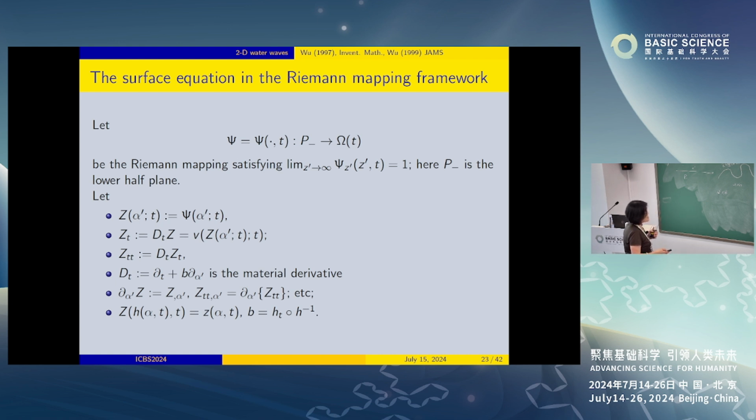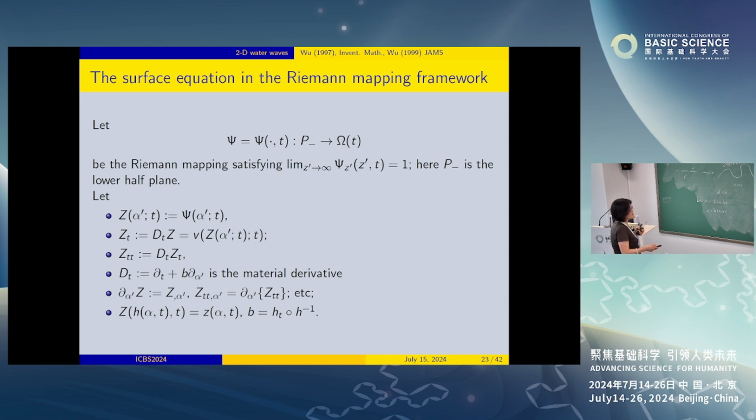But between the Riemann mapping variable and the Lagrangian coordinate, there's a change of variable, right? Remember this capital Z alpha t, Z alpha prime t should also equal this in Lagrangian coordinate. So there's a change of variable here. We write it h alpha t. This is a change of coordinate. We use little h to indicate this, and these are just notation.